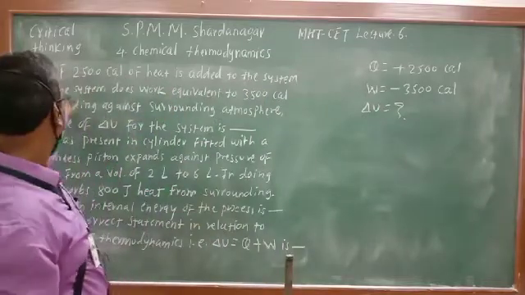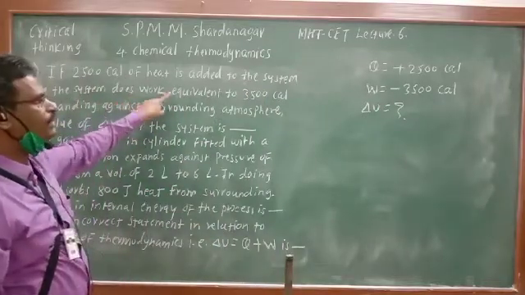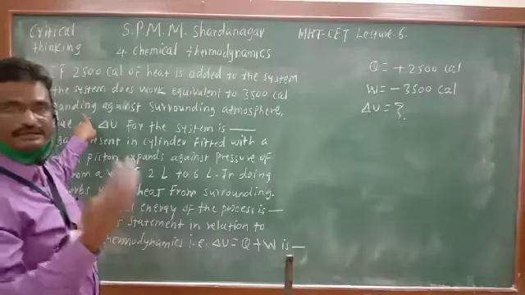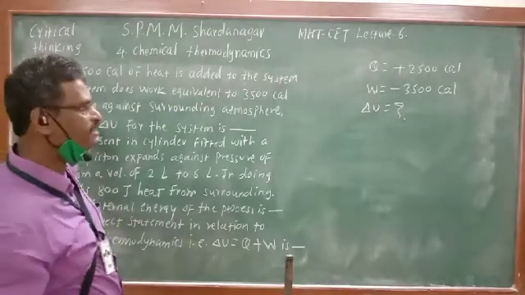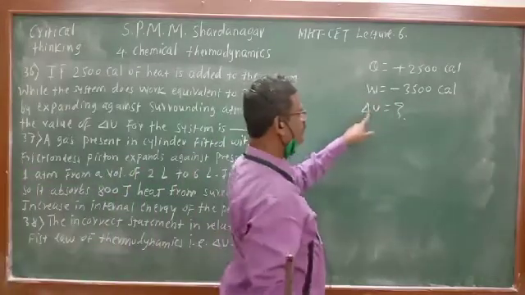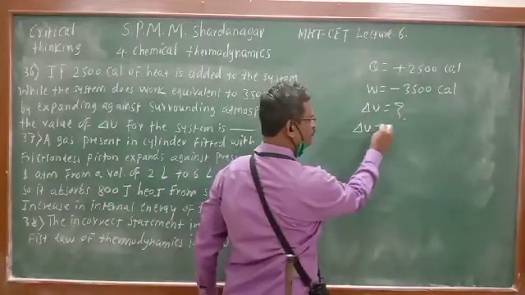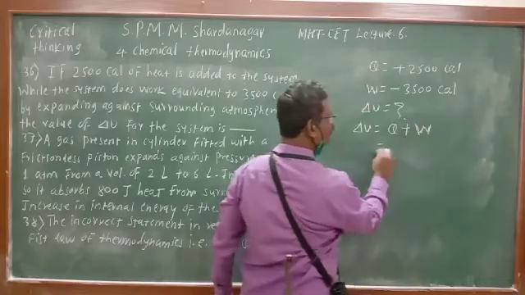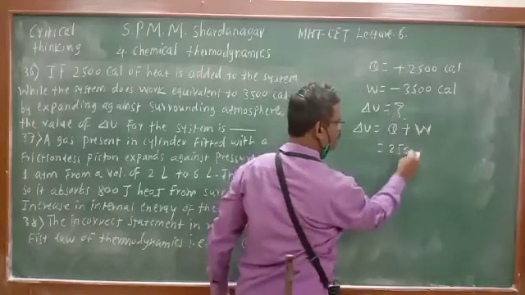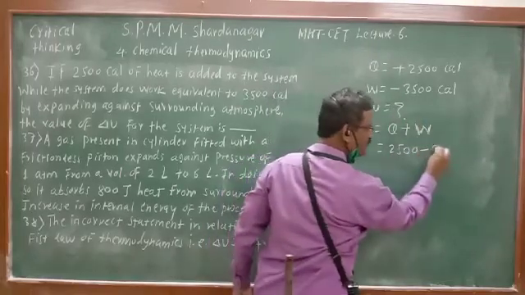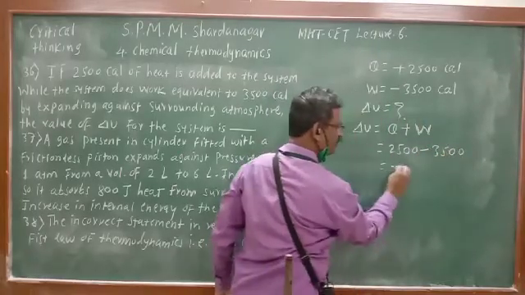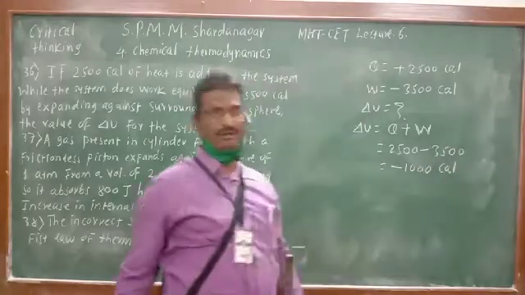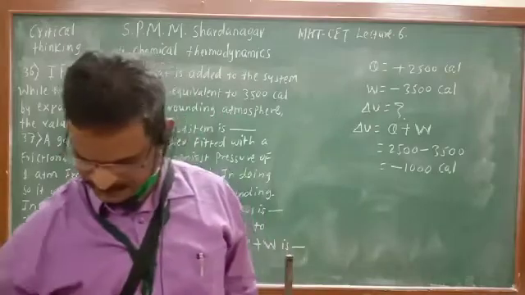Then while the system does work equivalent to 3500 calorie by expanding against surrounding, so it is work of expansion, work done is negative. Calculate delta U. Very simple. Delta U will be equal to Q plus W. Q is 2500, W is minus 3500, so the answer will be minus 1000 calorie. Very simple question.